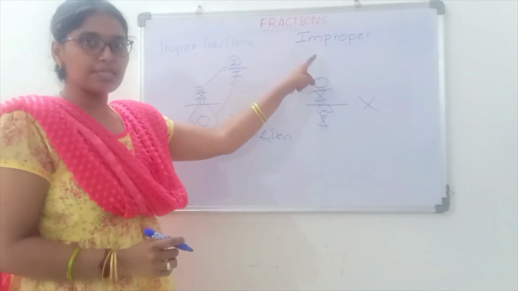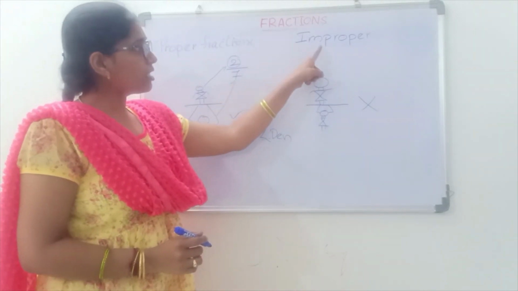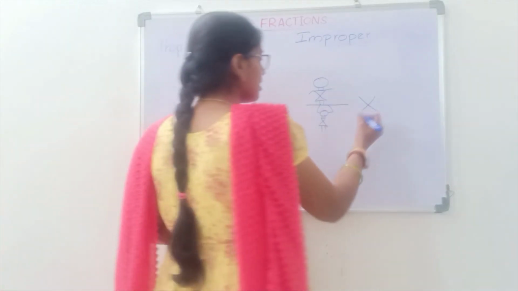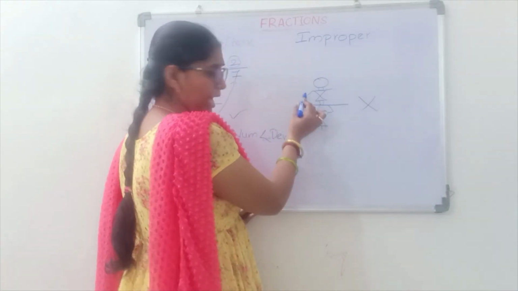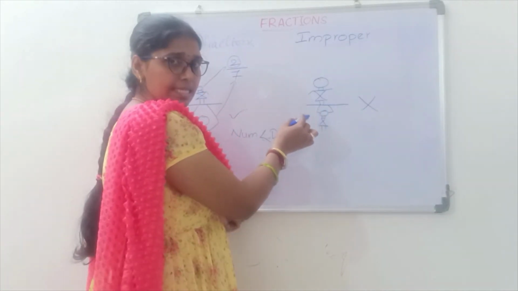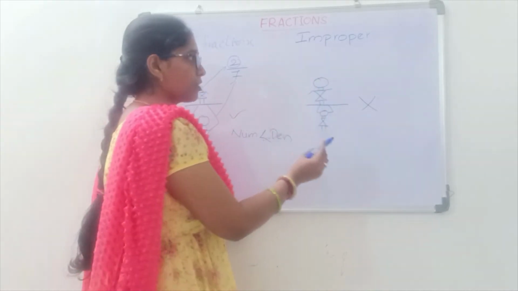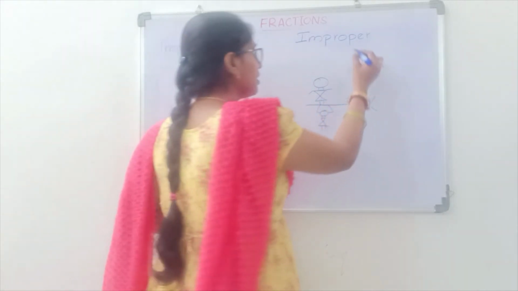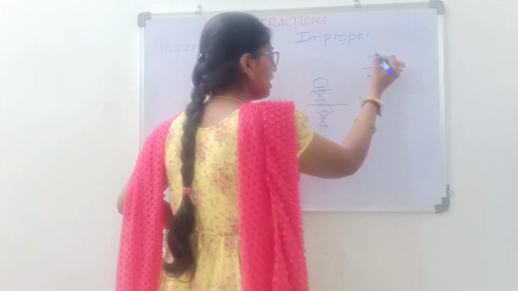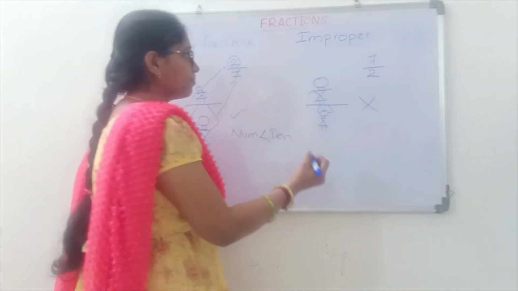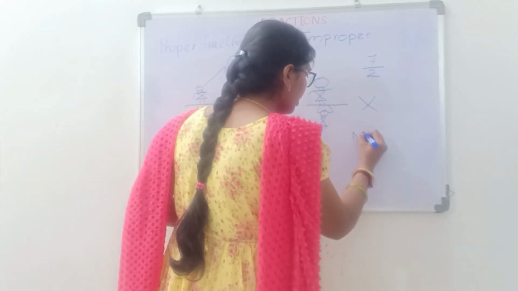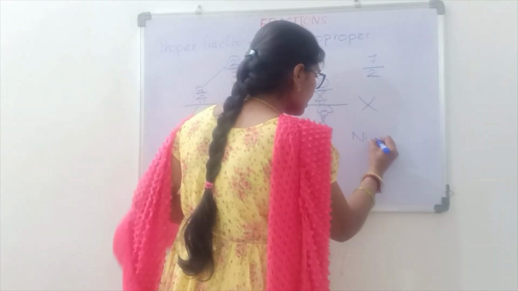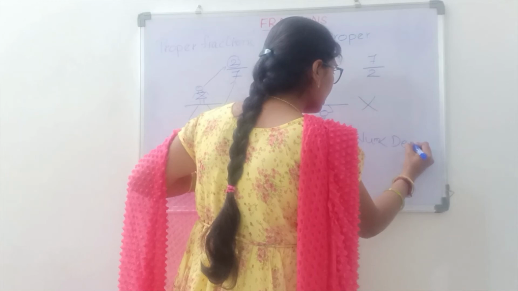The vice versa, the opposite, is improper. That means, see here, a small person can carry a big person. Is it correct? Wrong, right? So it is improper. In improper, the small number will be at the bottom in the denominator and the big number will be in the numerator.